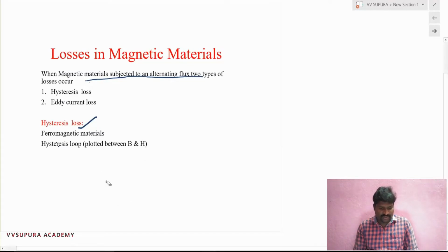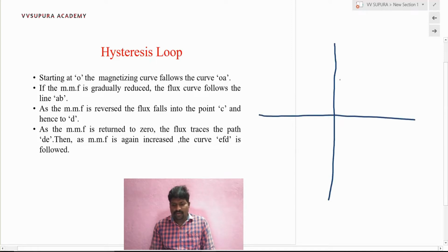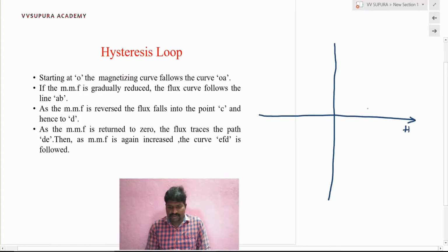Let's see how the magnetic hysteresis loop exists between these two: magnetic force and magnetic flux density. The hysteresis loop is plotted between magnetic flux density B and magnetic force H. I will draw it here. I take magnetic force H on the x-axis and magnetic flux density B on the y-axis. This side is a positive value, this side is a negative value, for both the magnetic force and the flux density.